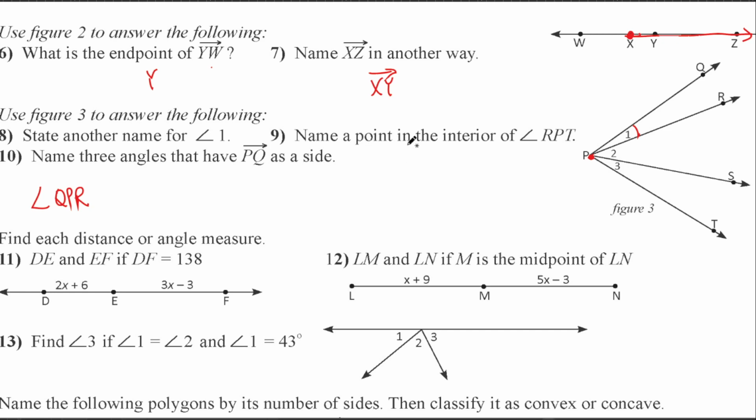All right? Number 9. Name a point in the interior of angle RPT. Well, let's figure out where RPT is. It's RPT. See that? So all this stuff right here, that's the interior of angle RPT. What point is inside that angle? S. You can't say R because R is not in the interior. R actually makes up the angle, doesn't it? You can't say T, you can't say P because they're part of the angle itself. The interior means what's all inside of it. Not part of the angle, but inside. Well, S is the only point that's inside that angle, so it would just be point S.